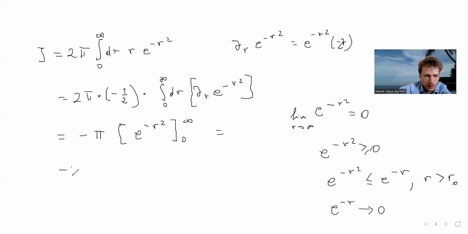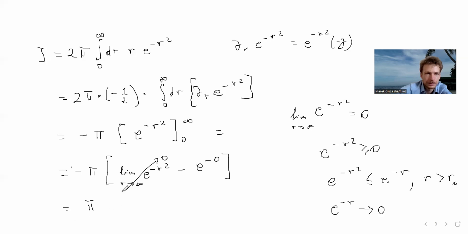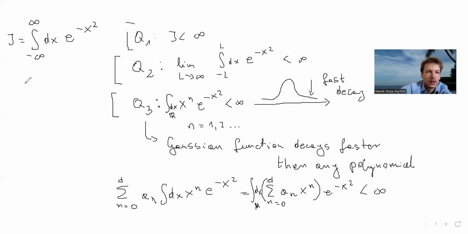So what do we have? We have minus pi times the limit of r going to infinity, e to minus r squared minus e to minus 0. Just to be super clear. So we just said this limit goes to 0. Minus cancels with this one. E to 0 is 1, and we got our pi. So our squared integral is pi. So we get, as required, pi. Did I say that this is pi? No. Okay, this is square root of pi. Good.